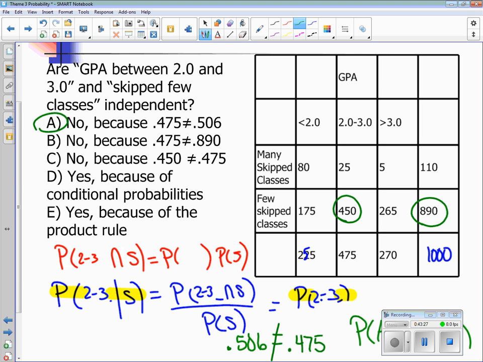I'm not sure where I lost you. It's the same thing we just did. Why am I unclear today? Where did I lose you? Okay, on the top it's like the probability of 2 and 3, and that's where the 450 came from. Divided by skip few classes. So that's why you're dividing by 890. You divide by that total.